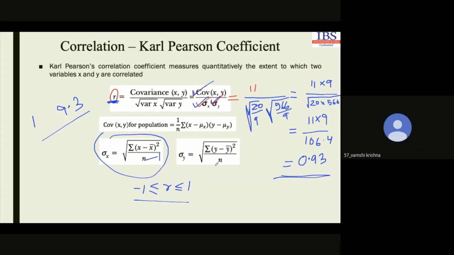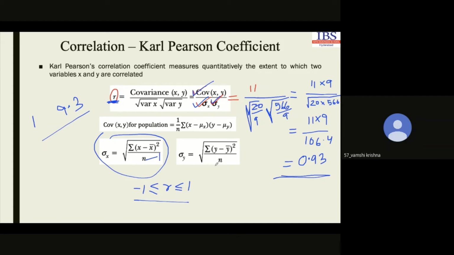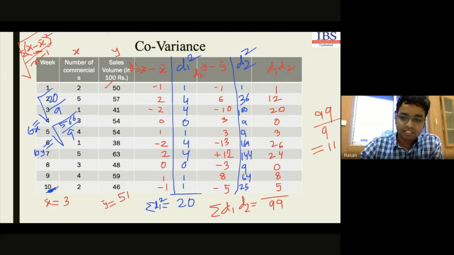Sir, can you explain when we have to use the sample formula and the population formula? When you have fewer than 30 data points, use the sample formula. The number of data points in our case is 10, right? If it is less than 30, use sample. If it is more than 30, use population, if nothing is mentioned. If something is mentioned, then use whatever is mentioned. Otherwise, for fewer than 30 data points use sample, and for more than 30 use population.